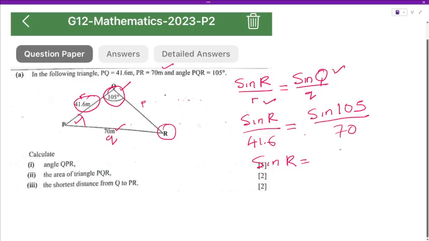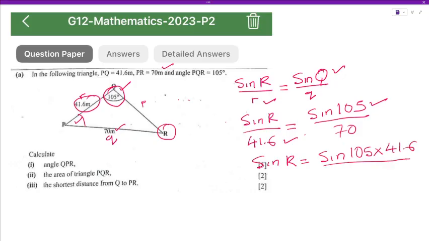So how do you move it? You just go to the numerator and multiply it with the numerator. So it's going to be sine 105 times this guy here, 41.6, but you maintain your denominator from up here, which is a 70, like that. So remember here there is sine, okay?